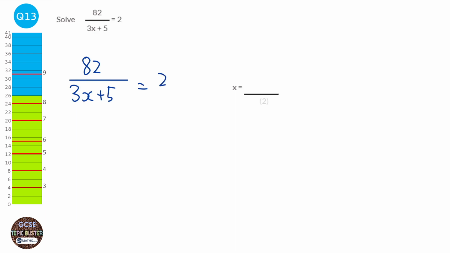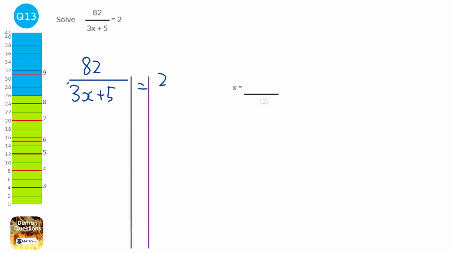And one of the rules with equations is you want to get rid of brackets and fractions first. So we've got a big fraction here, and basically a fraction just means divide. So we're doing the 82 and we're dividing it by 3x plus 5. Notice I've put a bracket around it, because what we're going to do is the opposite of divide by that bracket. We're going to times both sides by 3x plus 5 to get rid of that fraction.